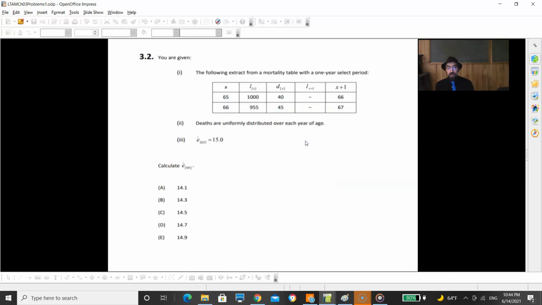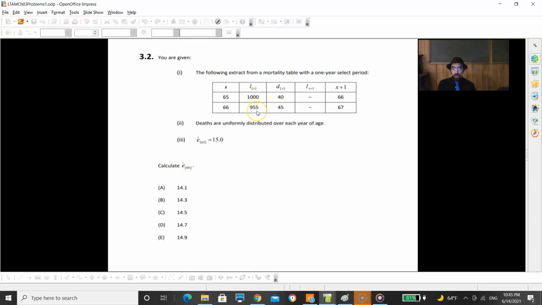Problem 3.2. You're given the following extract from a mortality table with a 1-year select period. In other words, they don't tell you everything that goes into the table. And they tell you deaths are uniformly distributed over each year of age, and they give you the complete expectation of life for a selected 65-year-old, and you have to calculate the complete expectation of life for a selected 66-year-old.